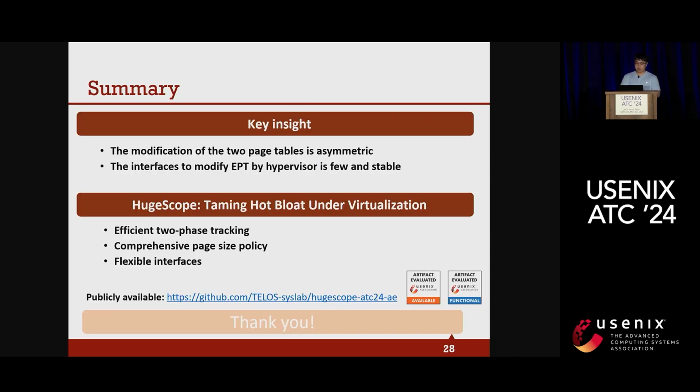In summary, we solve hot bloat based on the insight that the second-level page table under virtualization is stable and accessed by a few and stable interfaces. The two-level abstraction's asymmetric access characteristic inspires us.